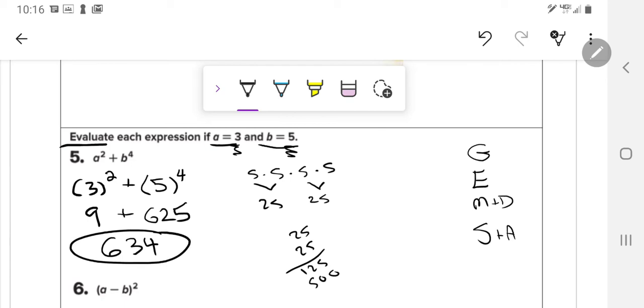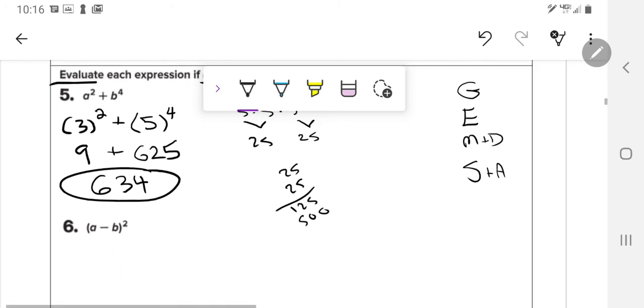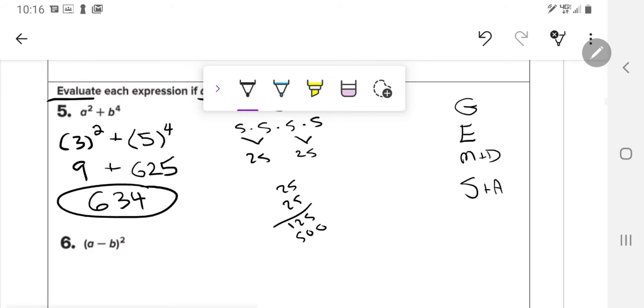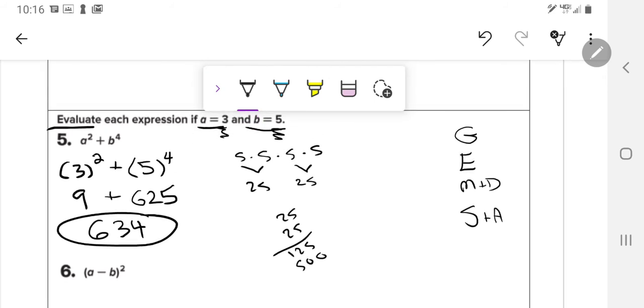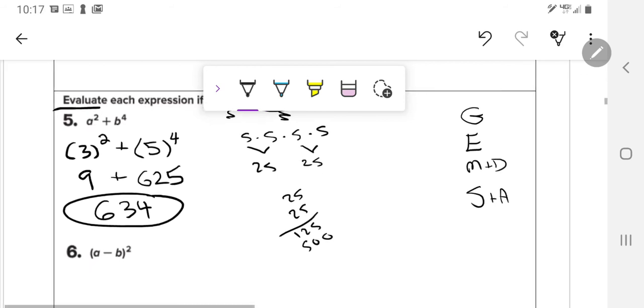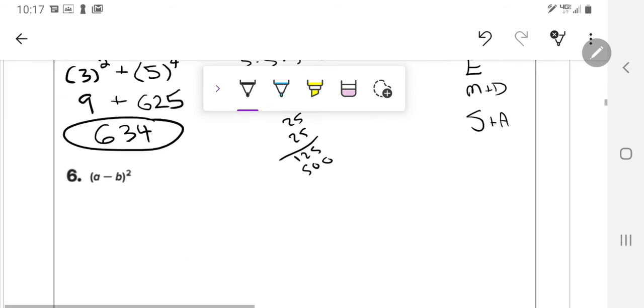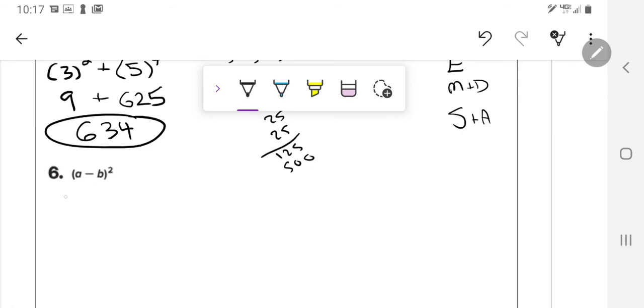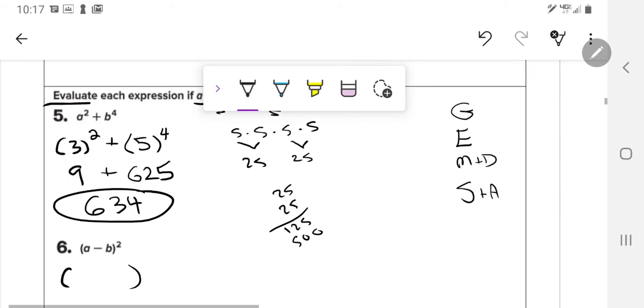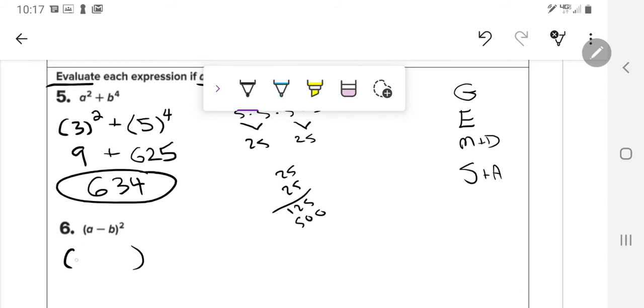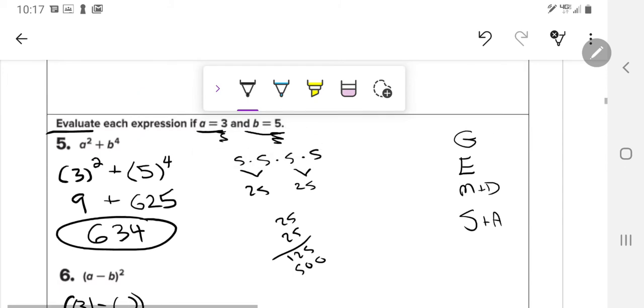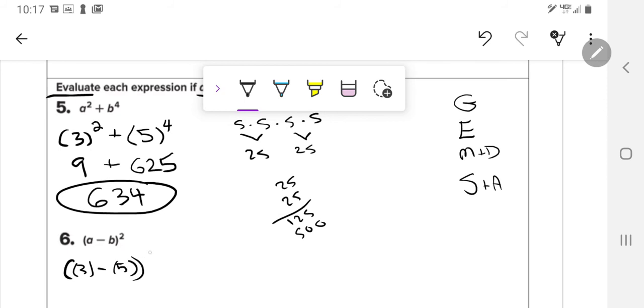All right, so when we evaluate, we're getting the simplest answer that we can. Try number 6. Why don't you pause it, try number 6, and then check your answer and fix it if you got it wrong. All right, back at it. Here we have number 6, so we're going to replace a with 3 and b with 5, and we're going to follow our GEMS again.